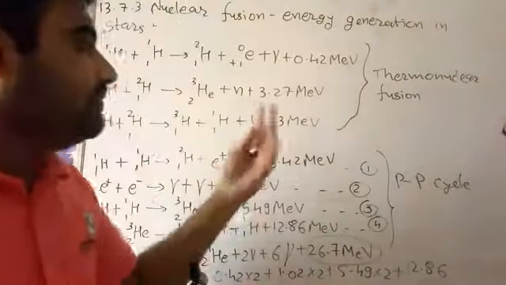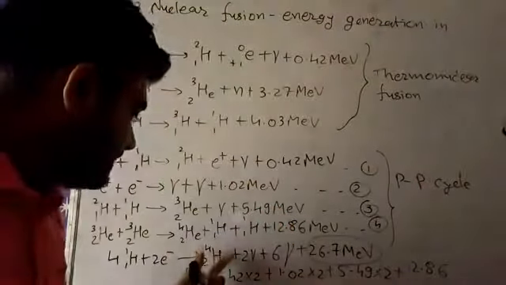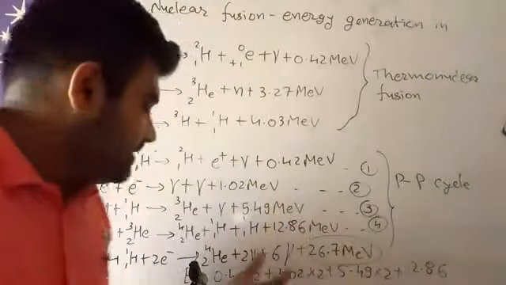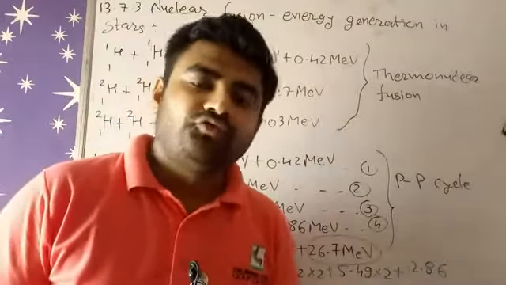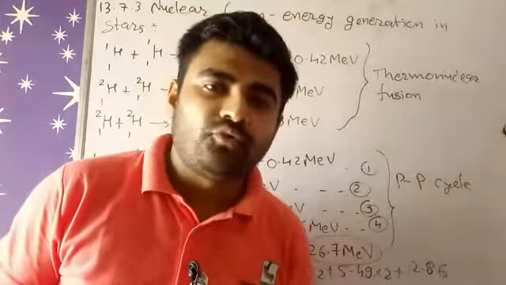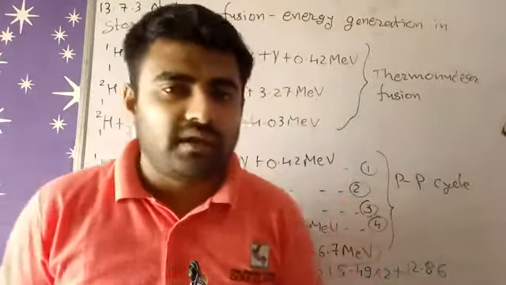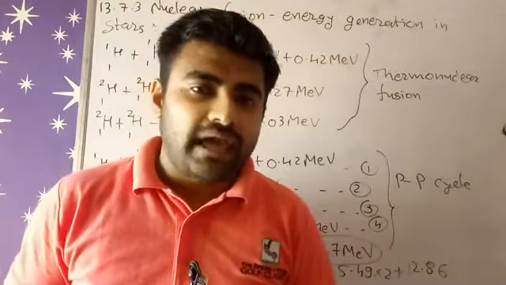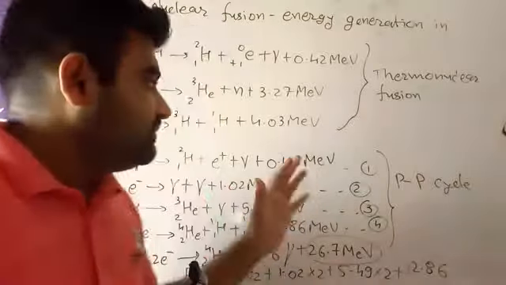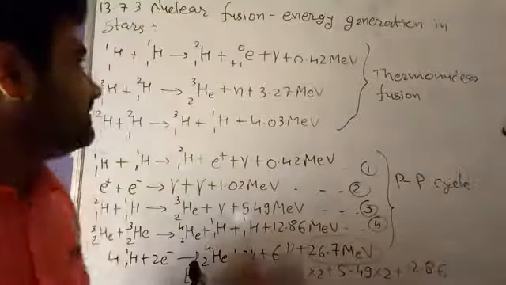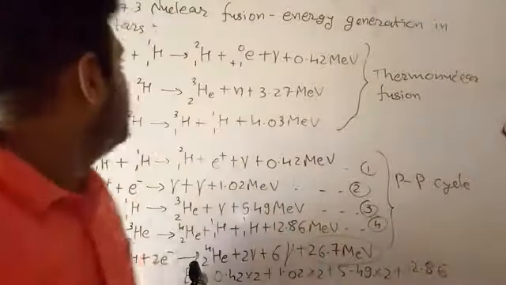But so many years after, helium will again come together and make carbon. After so many years, because of the red giant process, we will have so much carbon in our atmosphere, and then there will be no life. That will be after so many years, right? So that's our topic, guys: nuclear fusion energy generation in stars.